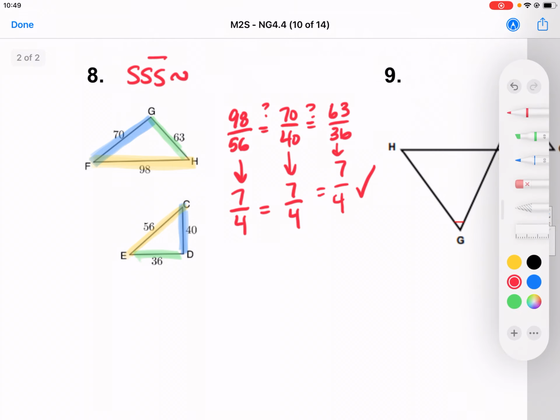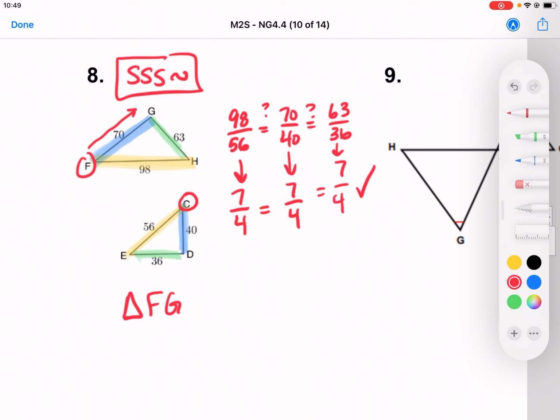I'm going to move that over. There we go. And then we just need to write our similarity statement. So I'm going to start with F, and then I'm going to go along to G. F maps with C, just so you know. So if you need to do it one at a time, then G would match with D. So those should be next. And then last but not least, you'll have your E and your H.